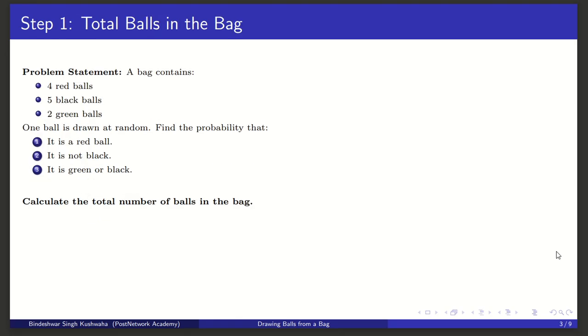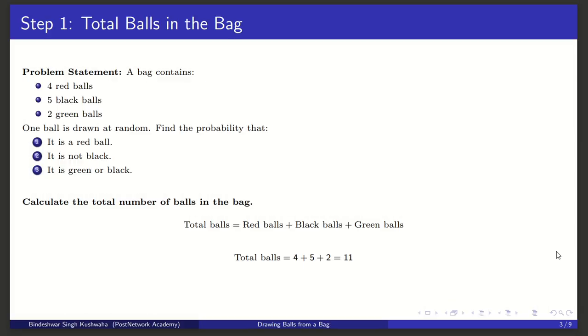So first of all you will calculate the size of the sample space. So the size of the sample space is the number of total balls. So red balls, black balls and green balls. So total balls are 4 plus 5 plus 2, that is 11. So the total number of balls in the bag is 11.